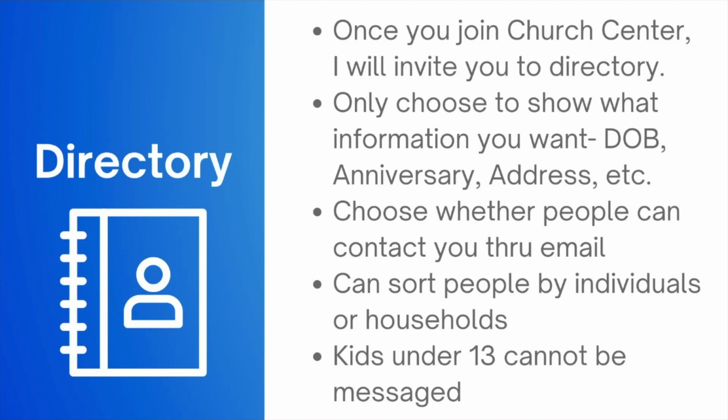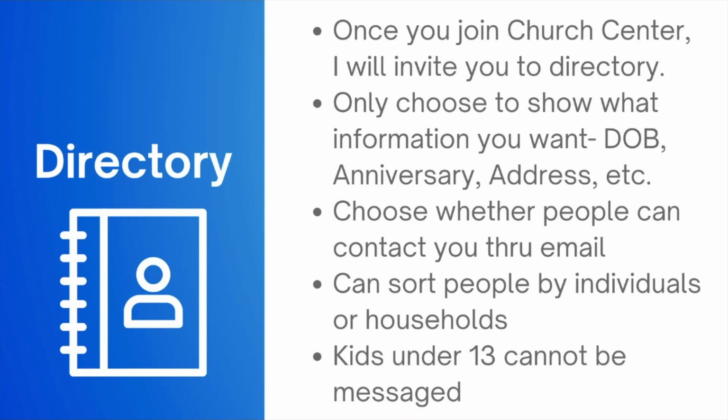Planning Center and Church Center do this as a safety precaution, so just not anybody can be a member of our directory and see everybody's information. You only choose to show what information you want in our directory. It has options for date of birth, anniversary, and your address. Years are not shown, it's just month and date, but you can choose what information is actually displayed under your directory information. You can choose whether the other people in the church can contact you. If you choose that they can, it does come through to your email. And you can sort people by individuals or households.